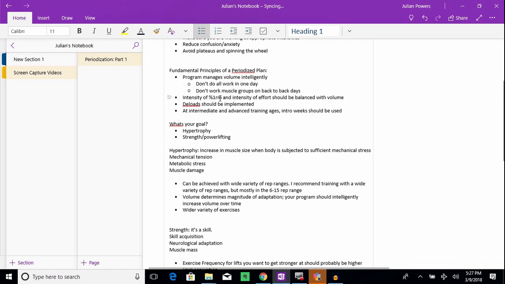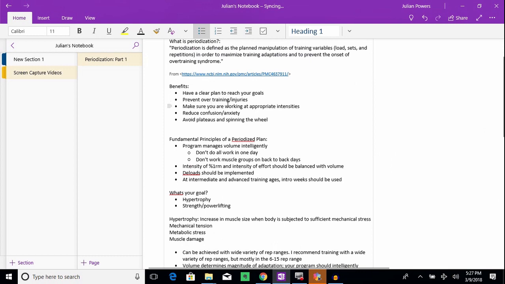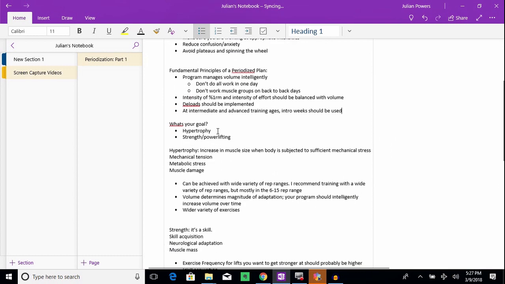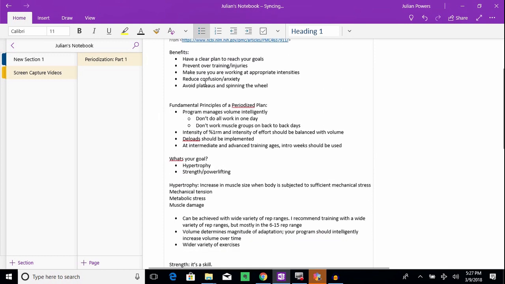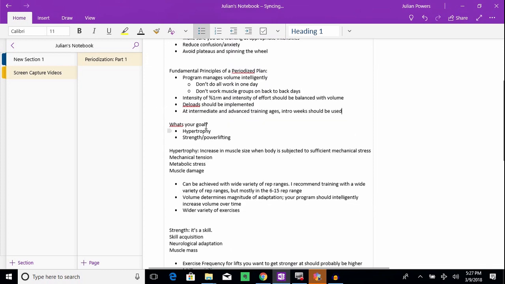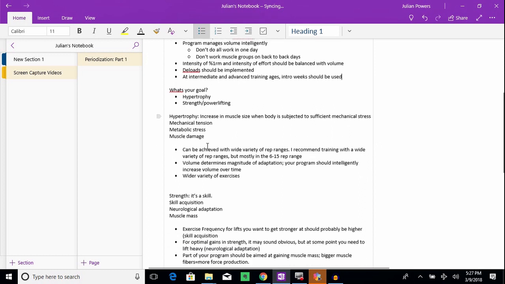All right, now that we've got the fundamental principles and benefits of a periodized program, we're going to go over the basic fundamentals of periodization for hypertrophy and strength/powerlifting. I put powerlifting here because obviously it falls under strength. It's just strength, getting strong in 3 particular lifts: bench press, squat, and deadlift. So we're going to start with hypertrophy first. What causes hypertrophy?